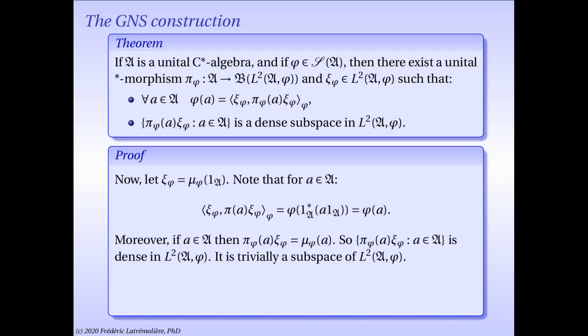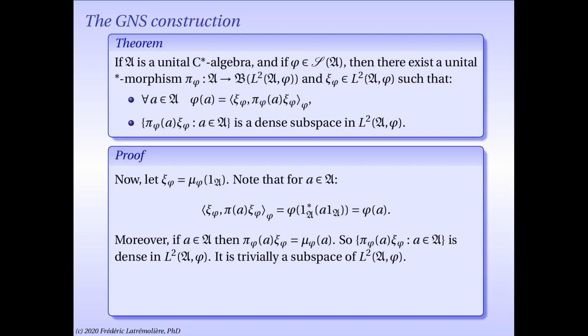So since we have a unital C-star algebra, we have a unit. And we're going to look at what happens to the vector that is obtained by applying mu sub phi to the unit. Let's call that vector psi sub phi. First of all, pick an element A in your C-star algebra and let's do a little fun calculation. Let's look at the inner product of psi sub phi with pi sub phi of A applied to psi sub phi. By definition, it's phi of the adjoint of 1 multiplied by A times 1, where 1 here means the unit of your C-star algebra. And, you know, simplify trivially to phi of A.